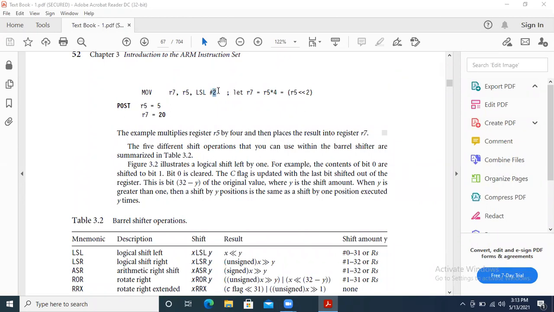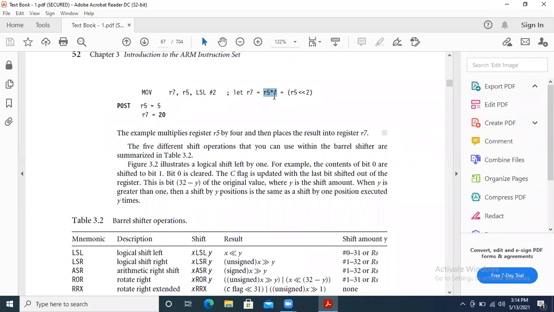So what is the answer of 2 square? 4, sir. 4, right? So what is the value of R5? 5, sir. 5. So first I have to execute the barrel shifter. This is called pre-processing. I have to multiply R5 and 4 here. Look here, I'm doing R5 into 4. So what is the answer of R5 into 4? 20, sir. R5 is 5 and into 4 means 20.